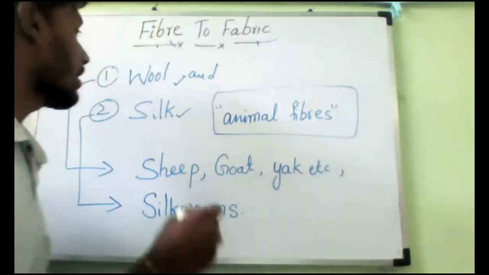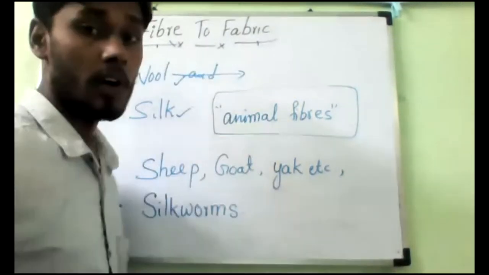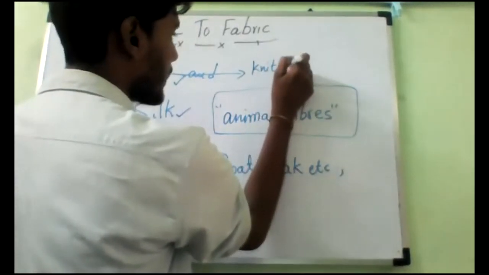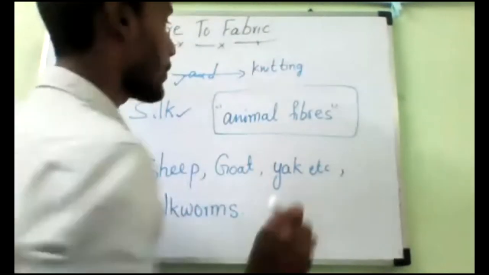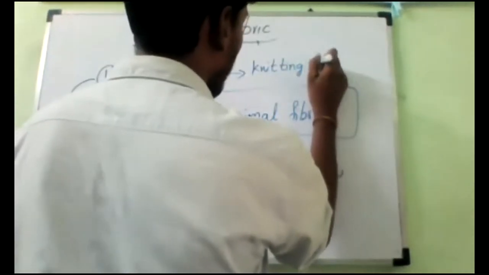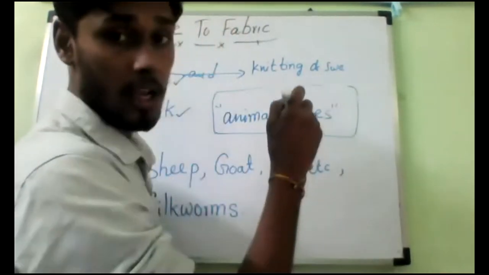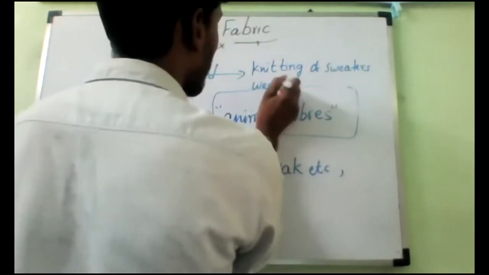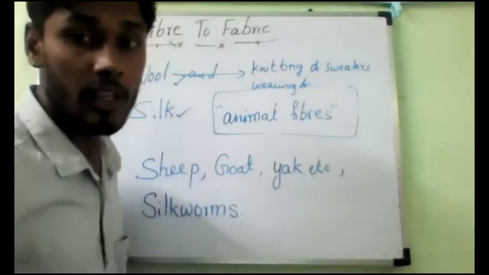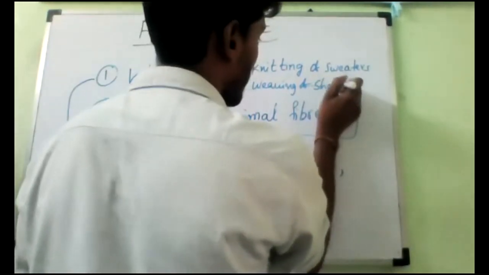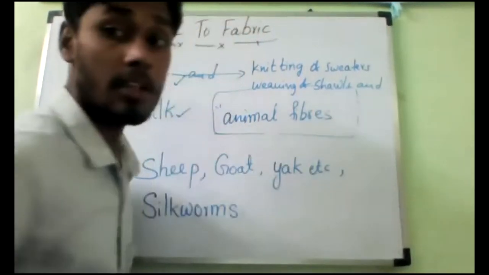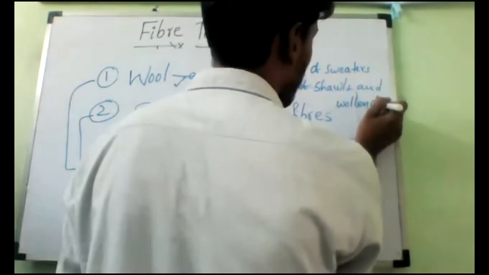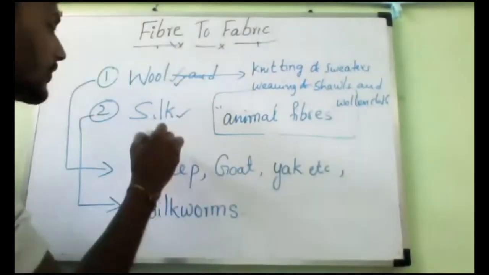Wool is used for knitting. Knitting is a process of making fabrics. As well as knitting, we have a weaving process, which we will study. So knitting of sweaters, as well as weaving of shawls and other woolen cloth. Woolen cloth is made with wool.